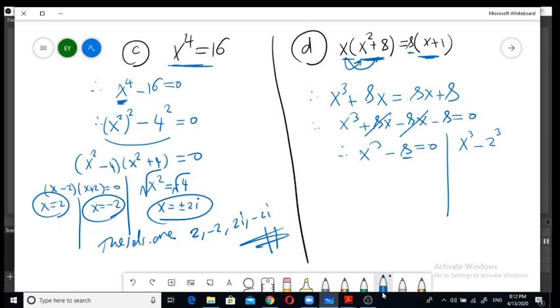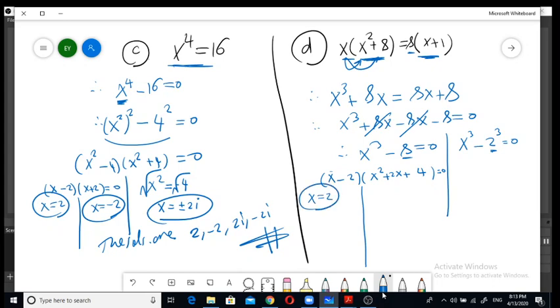We can replace 8 by 2 cubed. Then we have two brackets, a small bracket and a big bracket. Then we have x minus 2, times x squared plus 2 squared, 4, and then 2 times x. So x squared plus 2x plus 4 equal to 0. Then x minus 2 is equal to 0, then x is equal to 2.